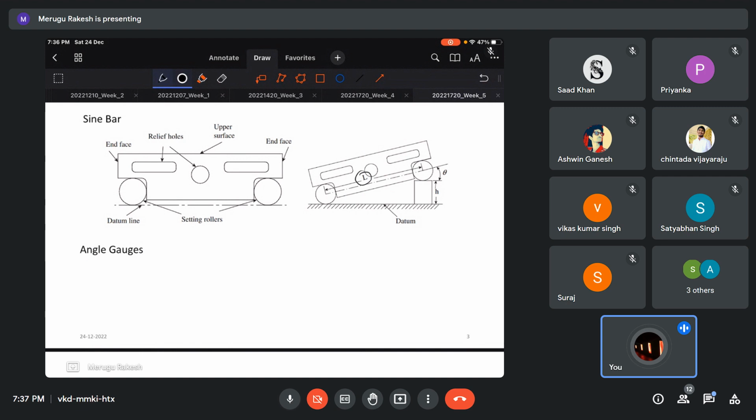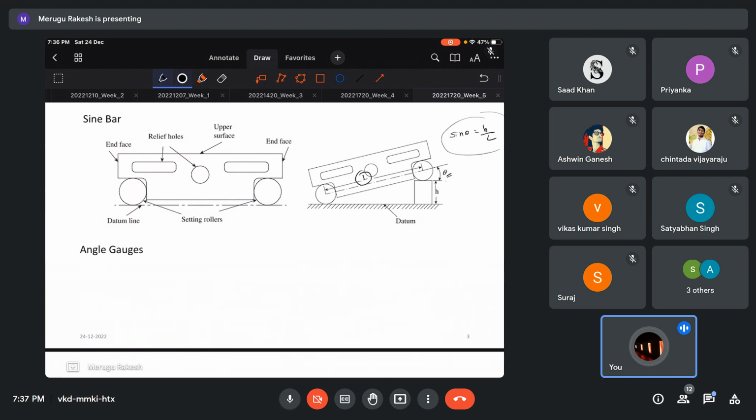So these we can use for measuring this theta that is being shown here. These are not direct measurement types. These are direct contact but indirect measurements. So this will not give a direct measurement of theta, so we have to use this formula. Okay, sin theta is equal to height of the slip gauges divided by the length of the sine bar.